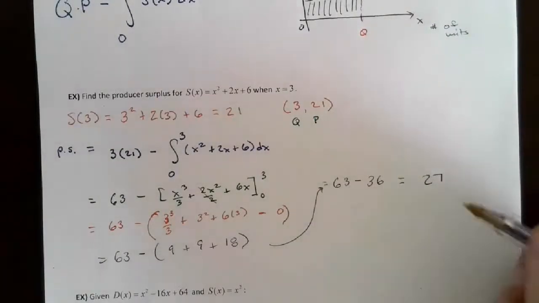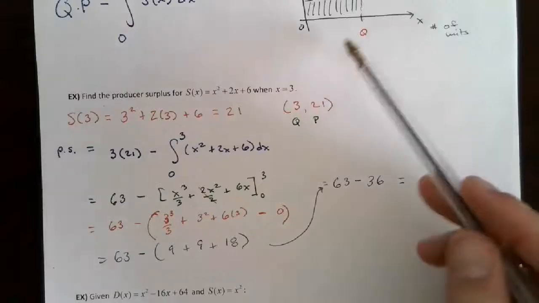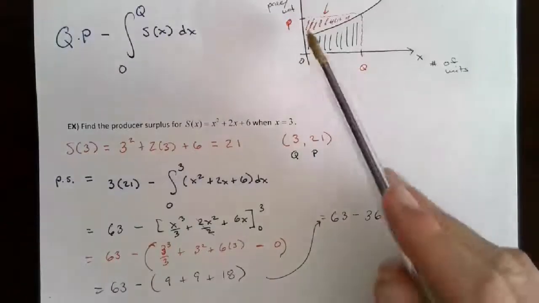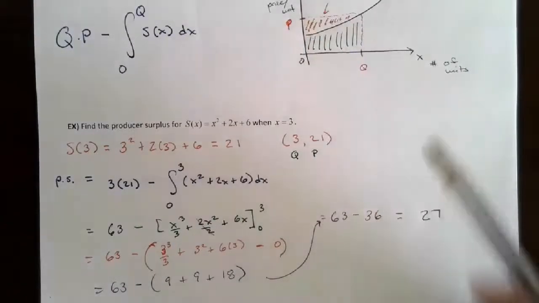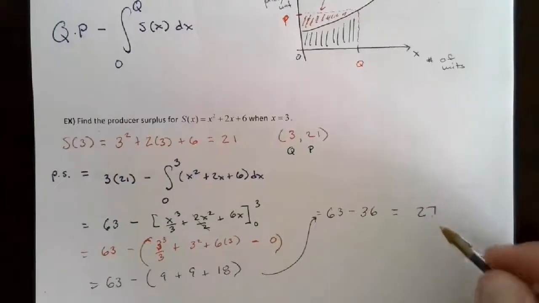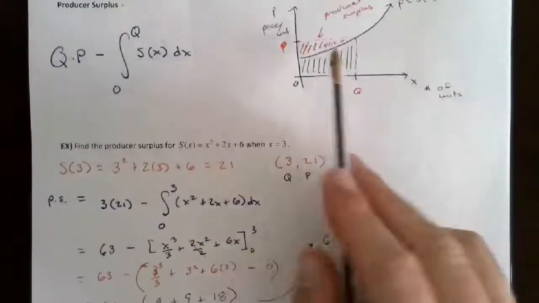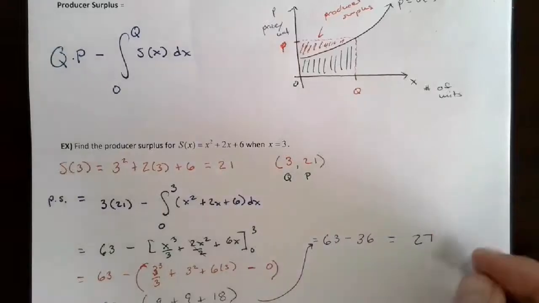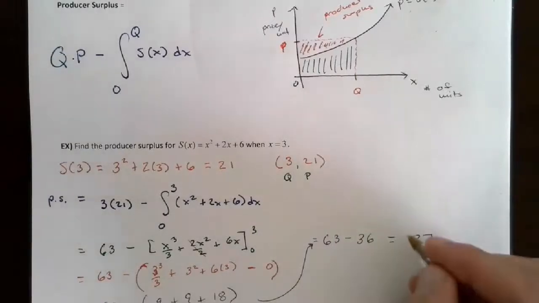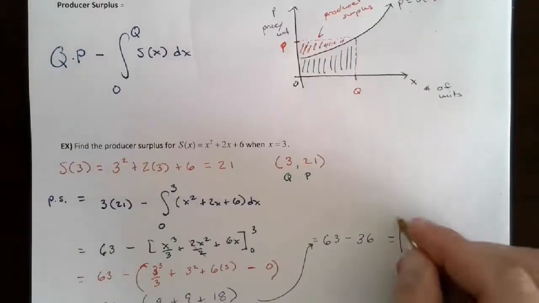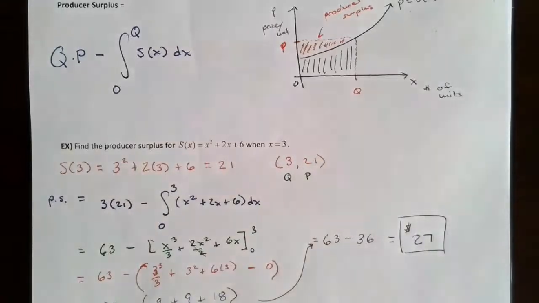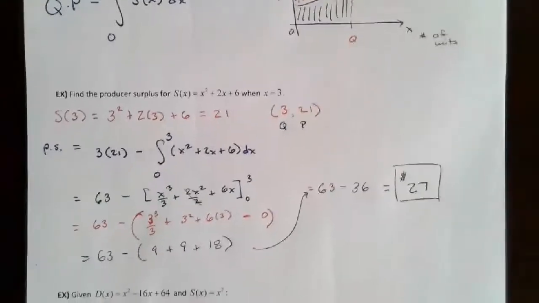What are the units on this? Well, it's the units of Q times P. It's the area under the curve, so it's the area of the rectangle. The difference between the area of the rectangle and the area under the curve, but they're in the same units, which is $27. So the producer surplus when 3 units are sold is $27.